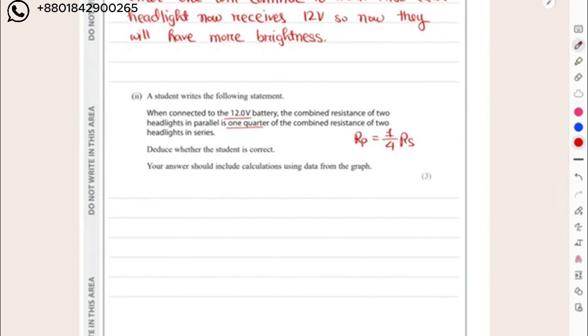For example, if I have to use numbers, if RS is like 16, in that case RP would be not exactly 16. 16 is quite confusing. Let's just use, if this is like 32 ohms, in that case the total resistance of the parallel combination would be just 8 ohms, which is 1/4 of that resistance in series connection. So again, you have to use your graph and find out the values to see if this statement is correct or not.